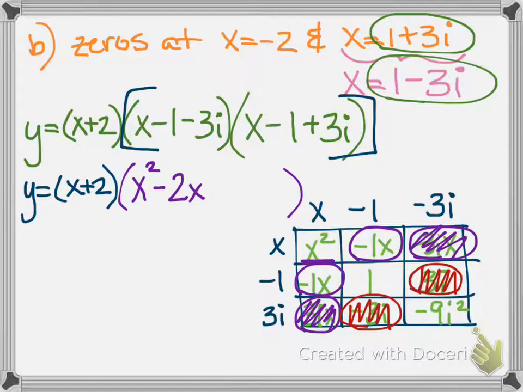And then I have the plus 1 here and minus 9i squared. Now normally those don't look like like terms, but remember i squared is equal to a negative 1. So this is really negative 9 times negative 1, which is a positive 9. So now I have like terms. 9 and 1 make 10. So I have a positive 10.